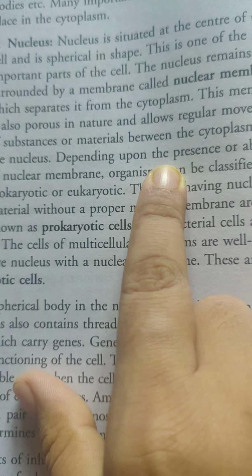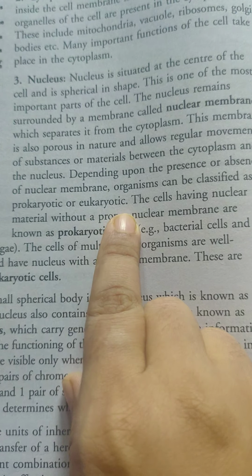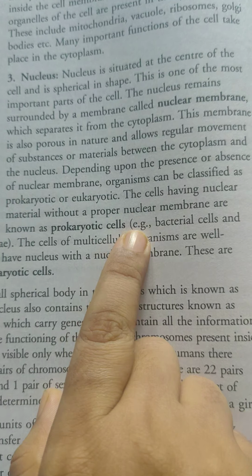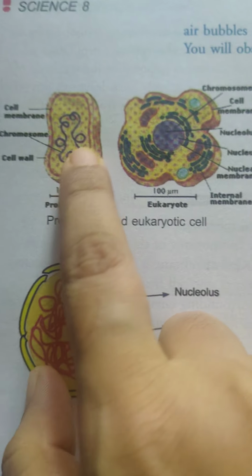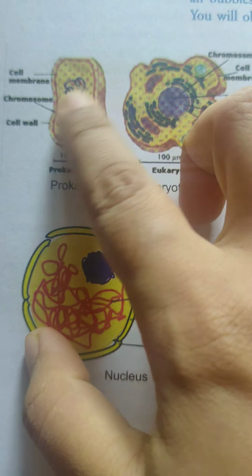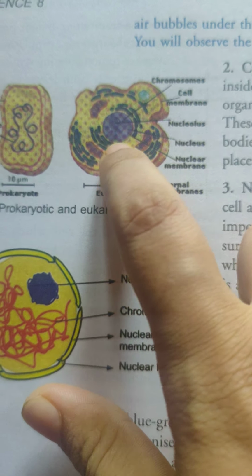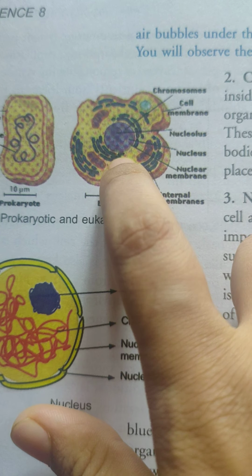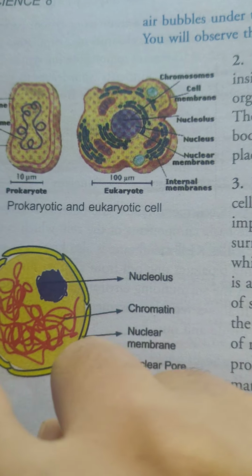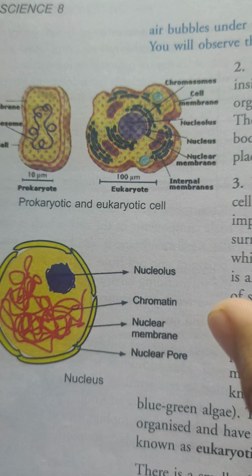Now, depending upon the presence or absence of a nuclear membrane, organisms can be classified as prokaryotic or eukaryotic. The cell having nuclear material without a proper nuclear membrane is known as a prokaryotic cell. See, this is an example of a prokaryotic cell. Here there is no nucleus, and the genetic material is spread all over the cytoplasm. But here the genetic material is concentrated inside this ball. Why is this? Because in a eukaryotic cell there is a membrane outside the nucleus, and in the prokaryotic cell there is no nuclear membrane. That is why the genetic material is spread everywhere. The nucleus contains genetic material, that is, chromosomes.